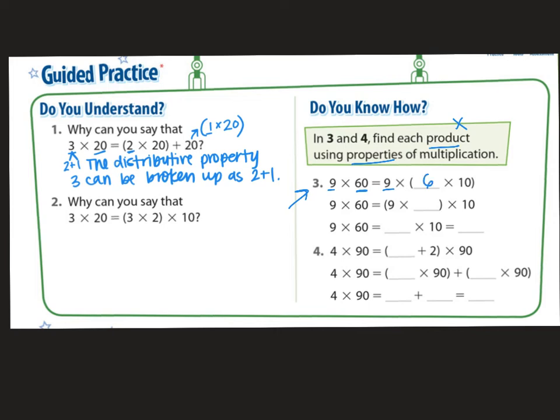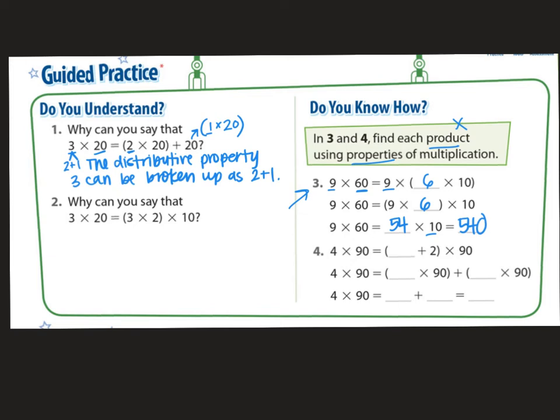So let's take a look. So 9 times 6, do I know that fact? Right, 9 times 6 is 54. So 54 times 10, well, I know that 54 times 1 is 54. So if I add in my 0, I get 540. So let's take a look at number 4 now.